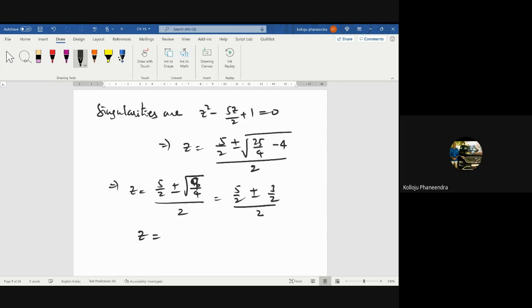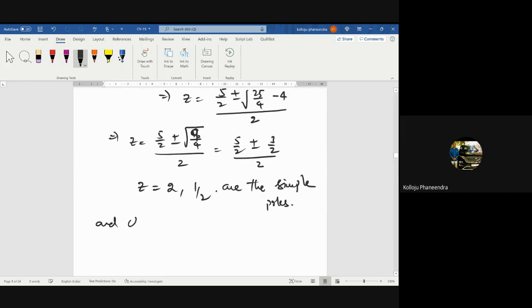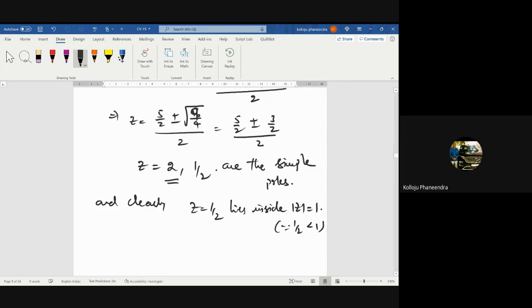If I take plus, 8 by 2, 4 by 2, 2. If I take minus, 2 by 2, 1 by 2. 1 by 2 and 2 are the simple poles, not repeated. Which lies inside? Clearly z equal to 1 by 2 lies inside mod z equal to 1, because 1 by 2 is less than 1. Since 2 is greater than 1, it is outside.